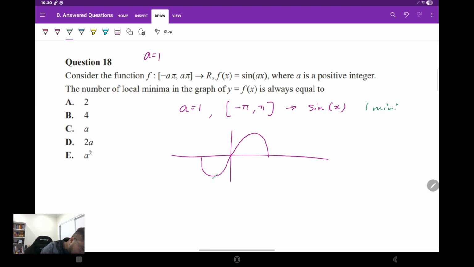Now, the next one says, if we have a is equal to 2, this is going to be from negative 2 pi to 2 pi. And we're going to sketch the graph of sine 2x. And if we have sine 2x, what happens is that this will just end up being like that and like that. Now, we've got to be careful here because with sine 2x, we've just drawn sine x, not 2x.